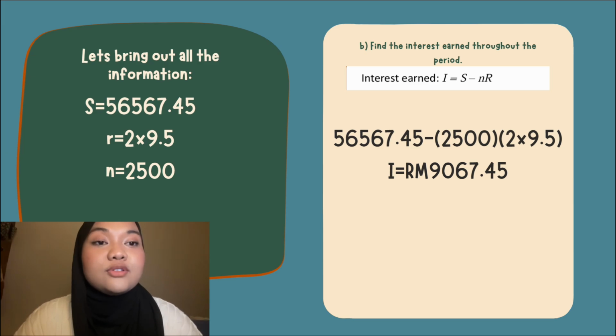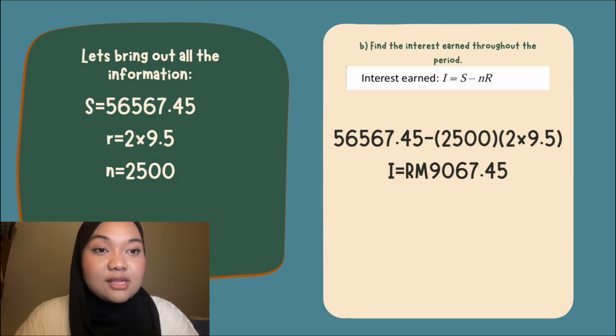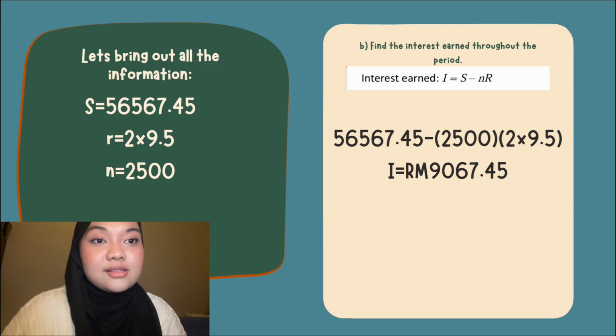Question B, find the interest earned throughout the period. According to this question, we have to find the interest earned. So we're going to use the formula of I equal to S minus NR. S is future value, which is the answer that we get in question A, 56,567 ringgit 0.45. And the N is time of investment, which is semi-annually, which is M, has to multiply with 9.5, which is the time. And the N will be multiplied with R, which is the periodic payment, 2,500 ringgit. And the final answer of interest would be 9,067 ringgit 0.45 cents.